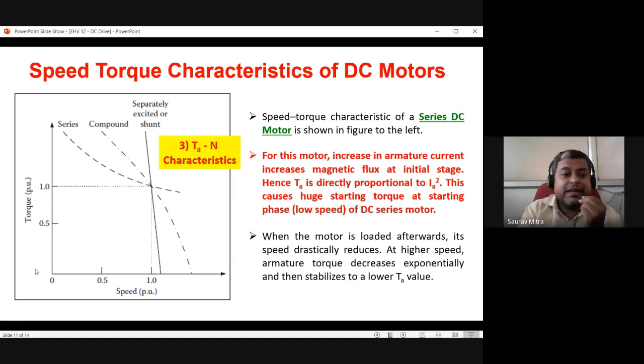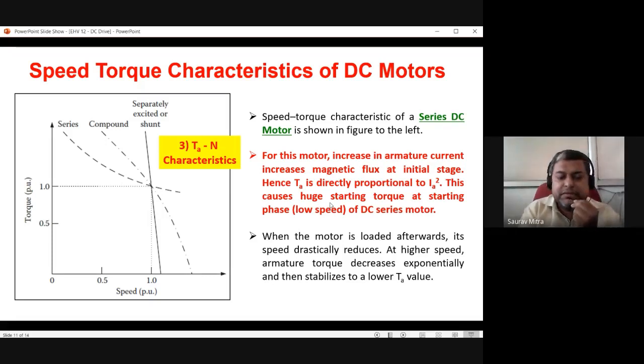So in this case, you are finding initially the speed is less, armature current is there, and at that lower speed the torque of the motor is very high. That's why this kind of motor is used for crane, hoist, lift and all those things, where the load has to be pulled up in an impulse kind of a thing. In one pull, the load has to be taken up.